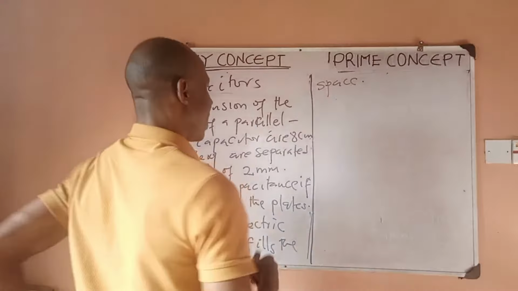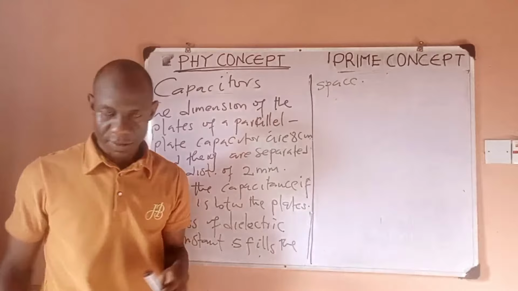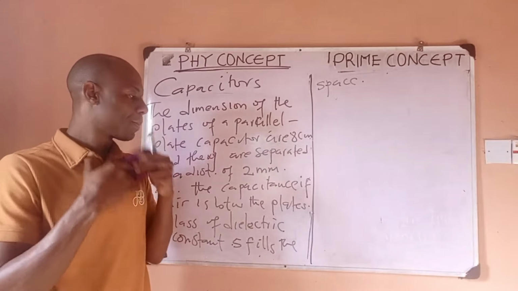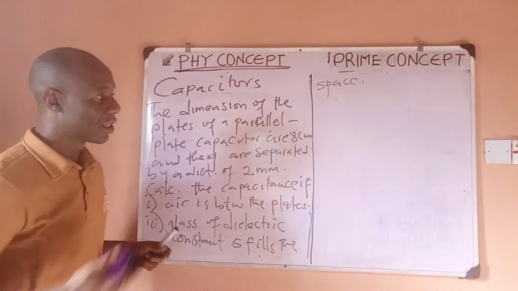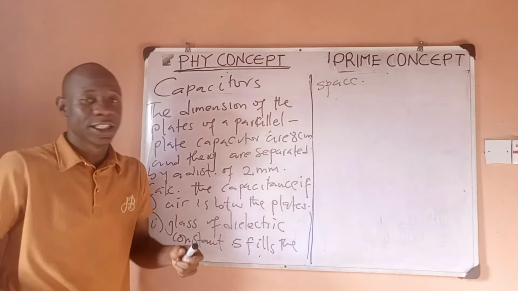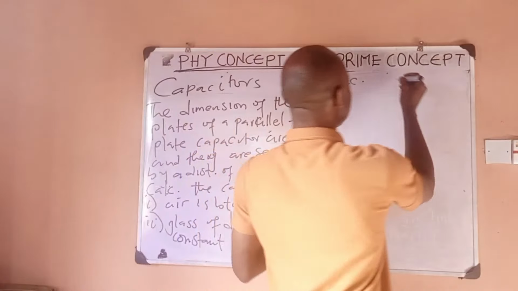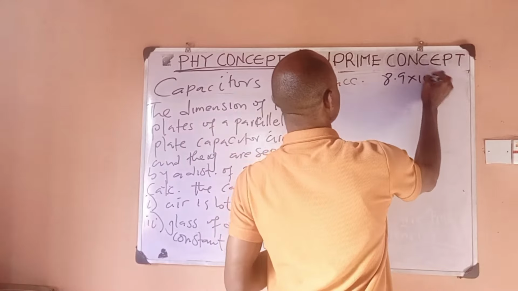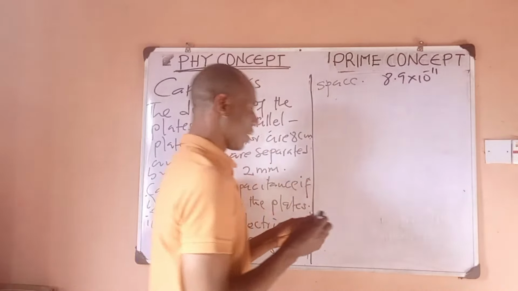All right. Do we have answers now? Yes. Okay. Tell me, Charles. Number 1 is 8.9. Do I have options? Okay, I don't have options there. Number 1, 8.9 times 10 to the power minus 11. All right.